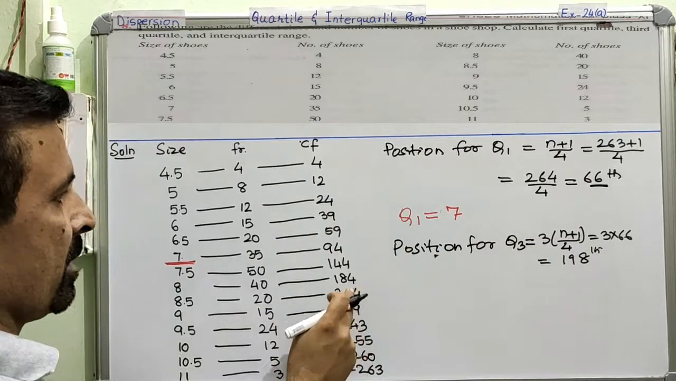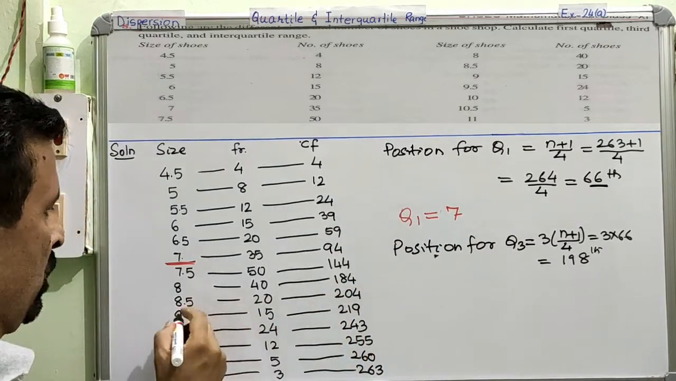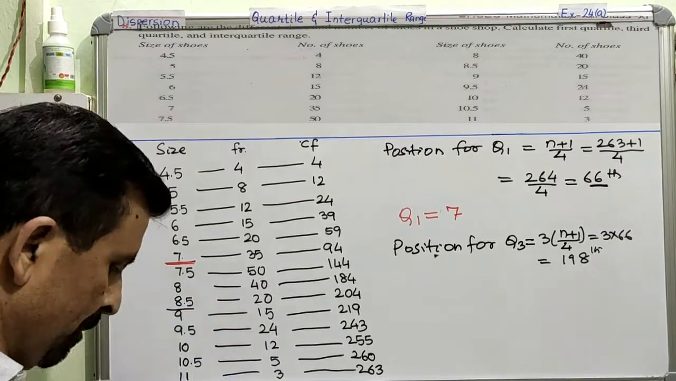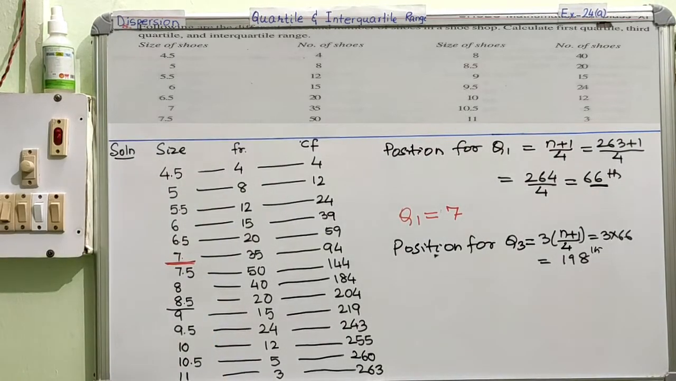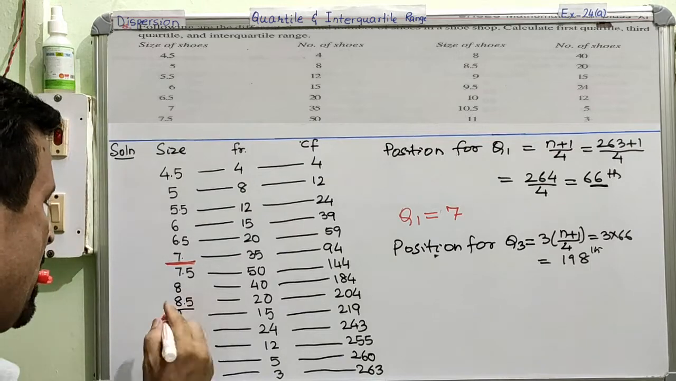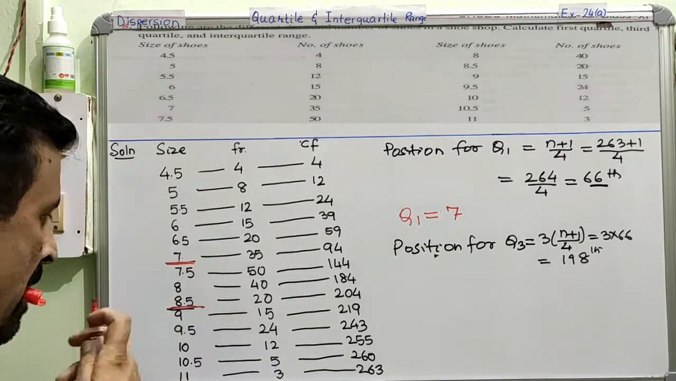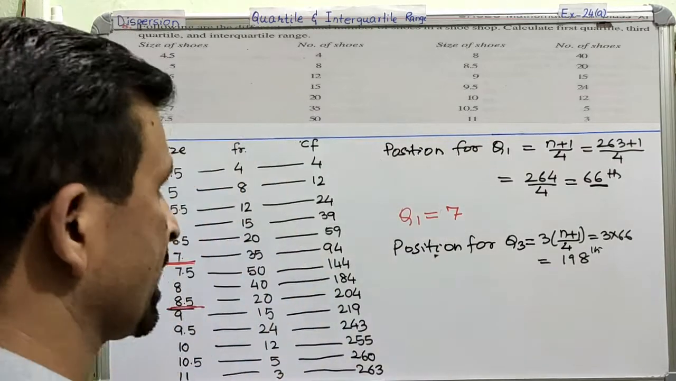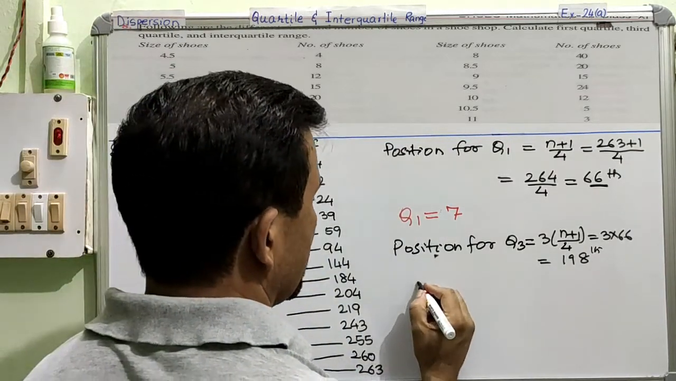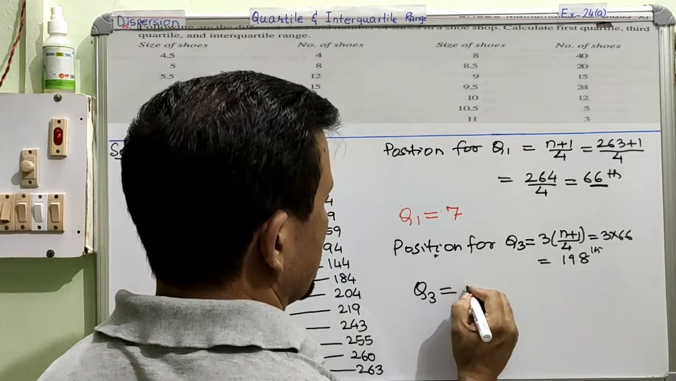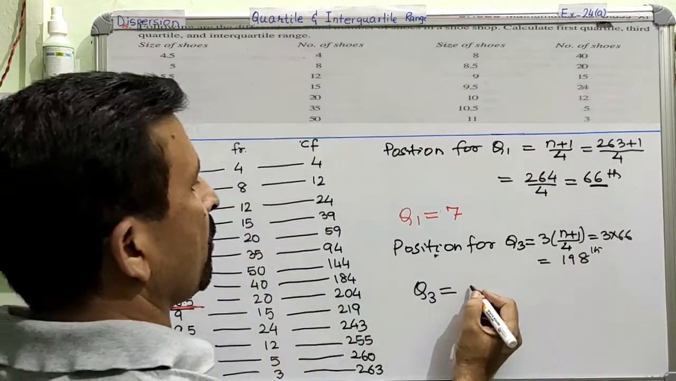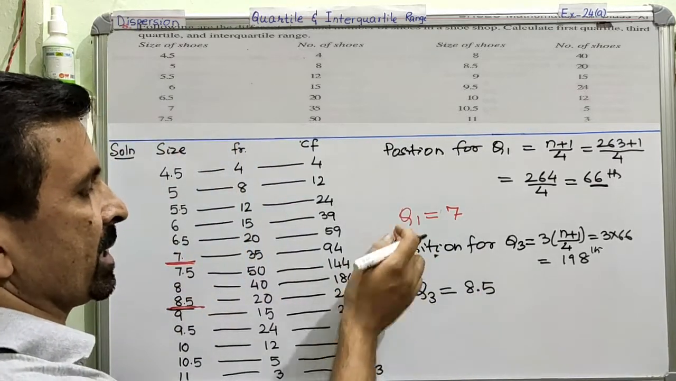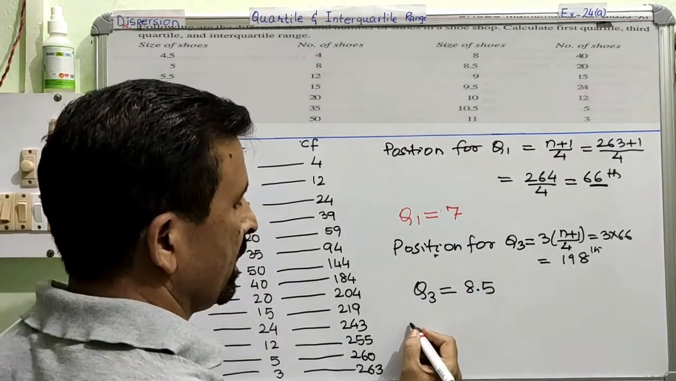Now find out. It's not here, it will be in this lot. So we can mark the corresponding class mark. This one, we will again mark with a red color. Is it alright? So with this we got our Q3 also. Therefore your Q3 is now equal to 8.5.